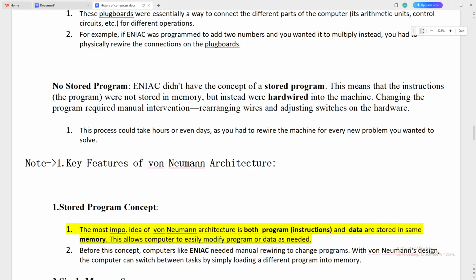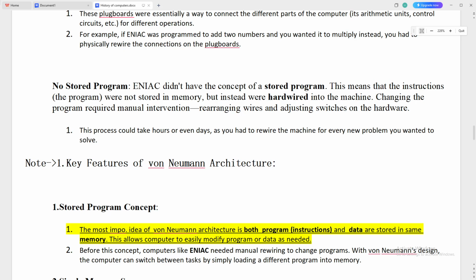So you can imagine, if you just have to multiply two numbers, you have to rewire it and reprogram it by changing the wires in that 1700 square foot room. So how complex, how tedious, and how labor intensive the work is.